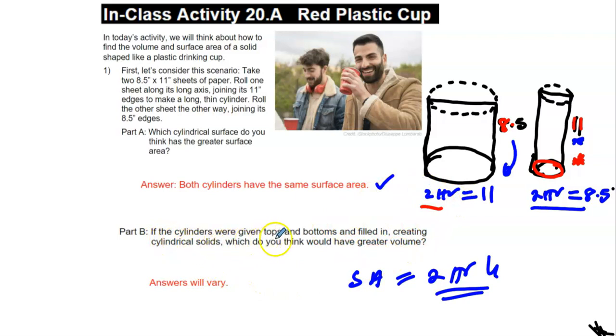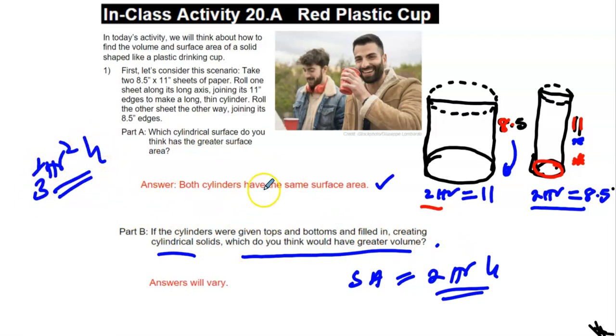Now, if the cylinders were given tops and bottoms and filled in, creating cylindrical solids, which do you think would have greater volume? The volume is pi r squared h, so it depends on the radius, because one of these radii is going to be squared and the other also. The one with the bigger radius, when squared, will make that volume bigger, and we will delve into this later.